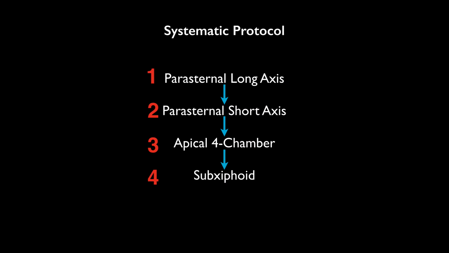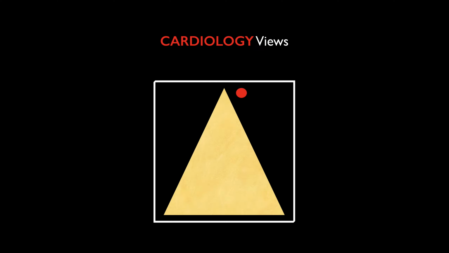When you're doing anything, you should have a protocol, and this helps you keep things in mind so you don't miss things. This is the order that I like to go through. Number 1 is a peristernal long axis view. Number 2 is a peristernal short axis view. Number 3 is the apical 4 chamber view. And lastly, end off with a subxiphoid view. For this talk, we're going to go through everything in the cardiology view.